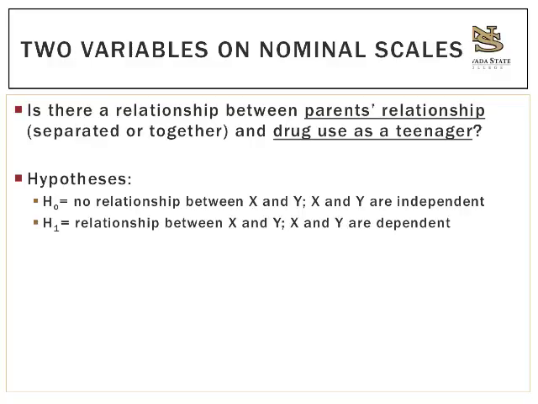When you haven't manipulated your variables, so for example, I'm only asking people about their parents' relationships and then asking them about their drug use, I'm not forcing them to have one type of parent relationship or another, or forcing them to use some drugs. That would clearly be highly unethical. And so this is simply looking at whether there's a relationship, sort of like a correlation.